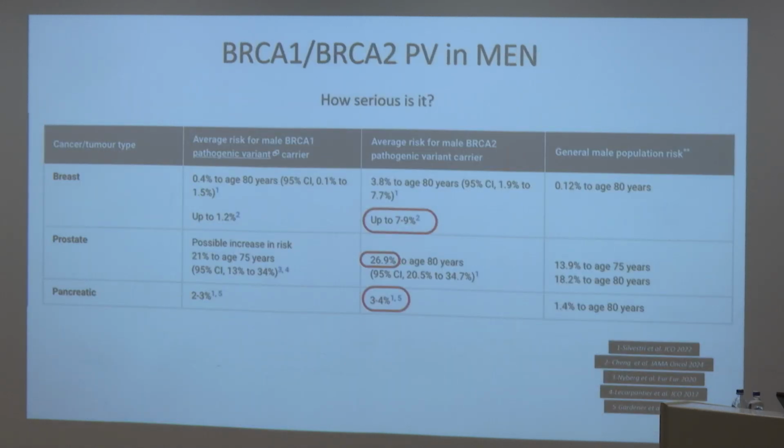So how serious is it? In contrast to women, you can see that the general male population risk is very low for developing breast cancer. If you have a BRCA2 mutation, it's up to 9%. This is the lifelong population risk, around 8% to develop breast cancer in his lifetime. So it's not as high as we see in women. But in prostate cancer, you can see that the risk increases, and also in pancreatic cancer, the risk is increasing. But the most risky group is prostate cancer plus the BRCA2 mutation.